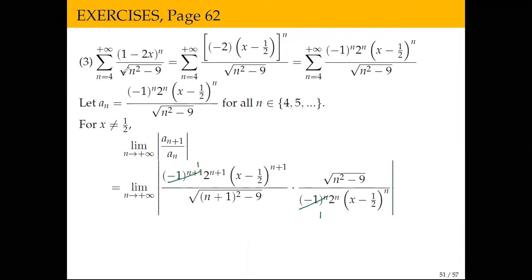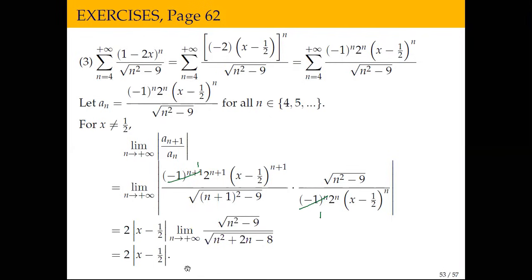But notice that our n ranges from 4 to positive infinity. Therefore, the one inside is always positive for all n. Thus, its absolute value is itself. Thus, we will have the following. We know that this limit is just 1 or square root of 1, so that is just 1. So we'll have 2 absolute value of x minus 1/2.